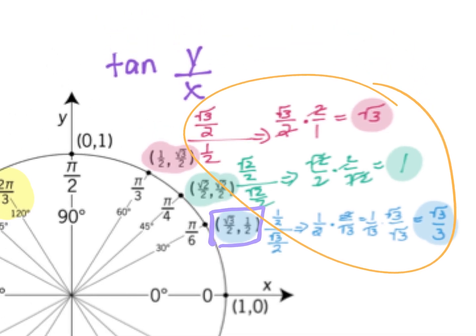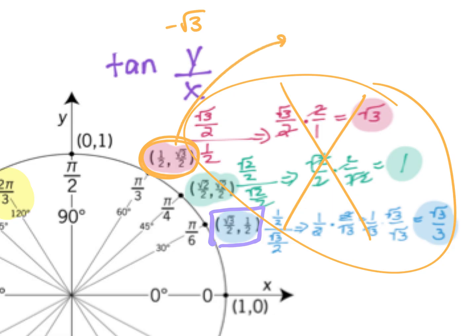What did we say y over x has to equal? Negative square root 3. So that's what we're looking for. Where does y over x equal negative square root 3? To find that, because remember this isn't given, we can take our y. So from this point, I'm going to take the y value, which is square root 3 over 2, over the x value, which is 1/2.